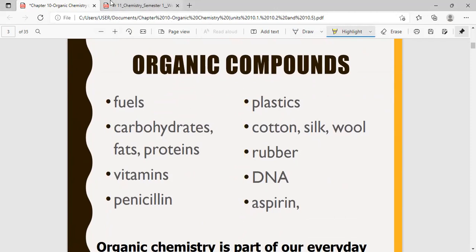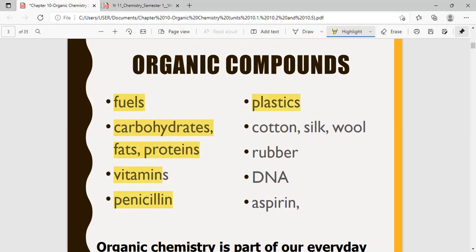These are some examples of organic compounds: fuels, fossil fuels, and petrol and diesel that we get from the fossil fuels. These are organic compounds. Carbohydrates, fats, proteins, you find them in food. We need them for our good health. So these are organic compounds. Vitamins are organic compounds. Penicillin, which is an antibiotic, is an organic compound.